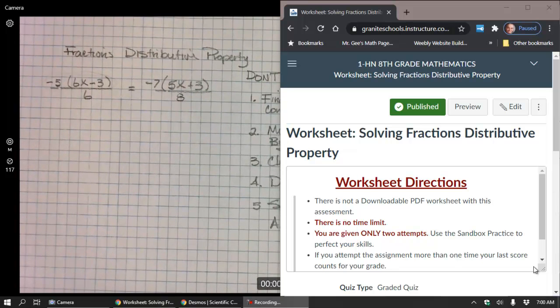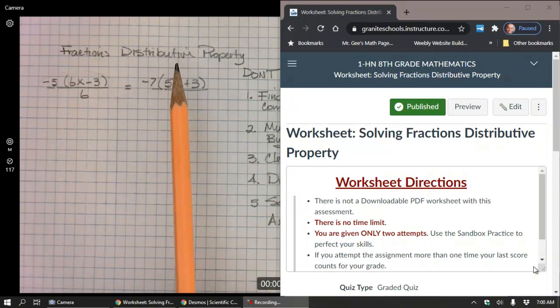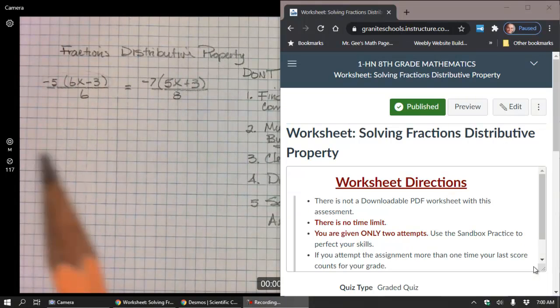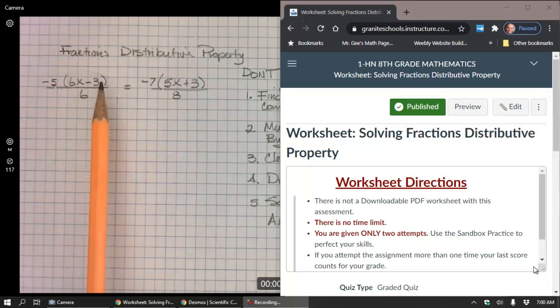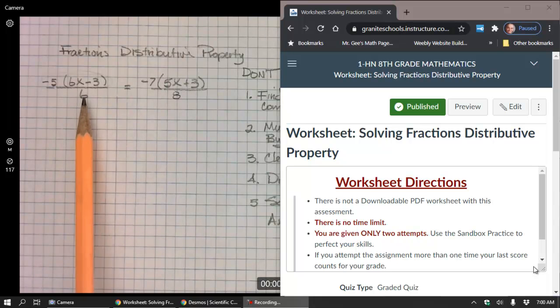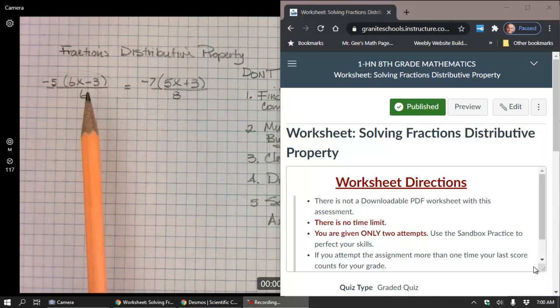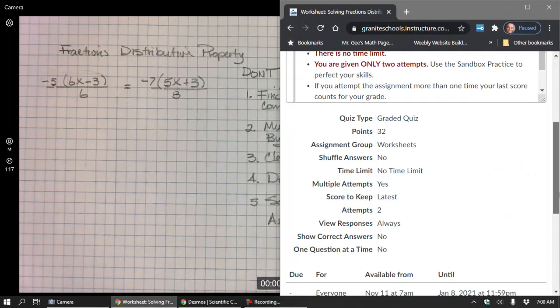Well, welcome. I'm going to be doing a video on fractions in the distributive property. We can see here we have a coefficient out in front, and then we have a normal type equation, ax plus b inside on both left and right hand sides, and then we also have a denominator on each side. And it goes along with this assignment we see right here in Canvas.